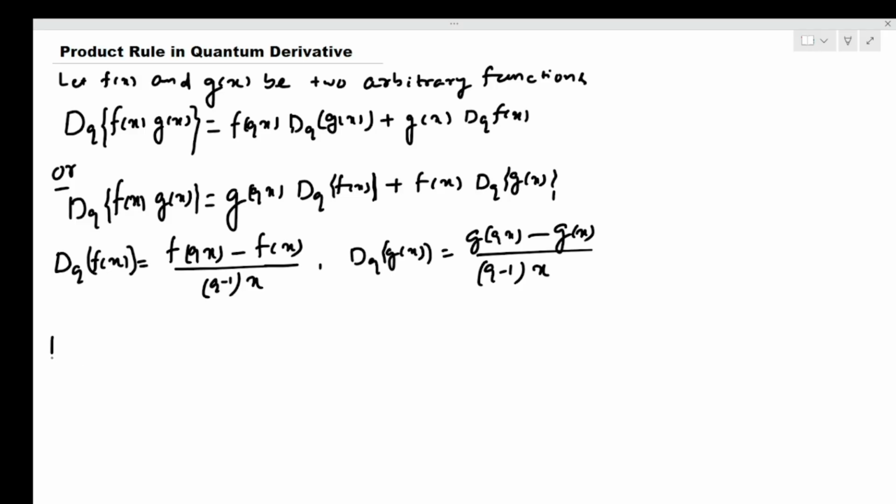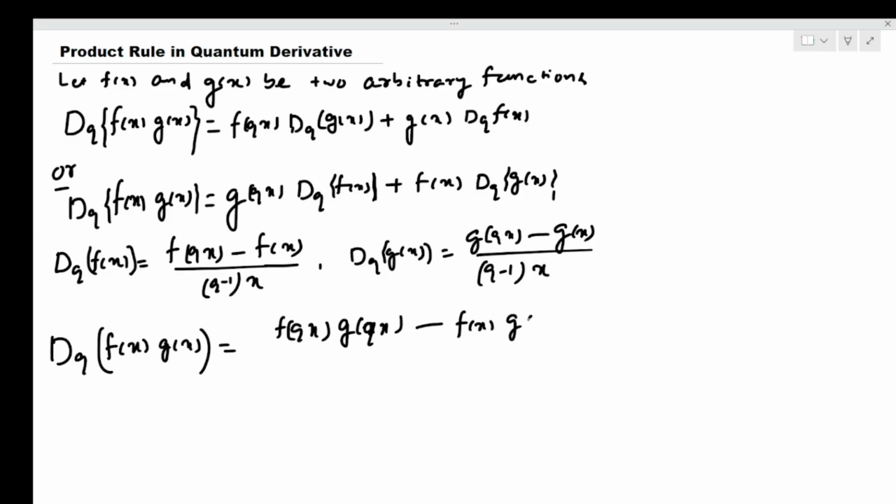Now the quantum derivative of f of x into g of x, if I want to write this by using the definition, what will it become? f of qx into g of qx minus f of x into g of x divided by q minus 1 into x. Okay, this one.